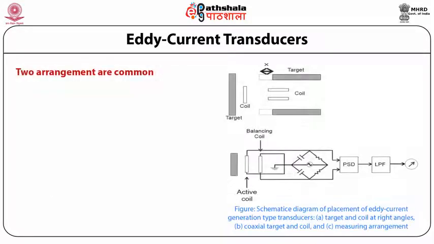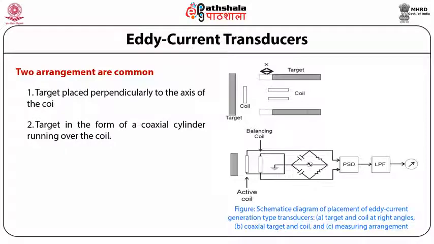So now two arrangements are common, where the first one shows the target is placed perpendicularly to the axis of the coil, and the second one shows the target in the form of a coaxial cylinder running over the coil.